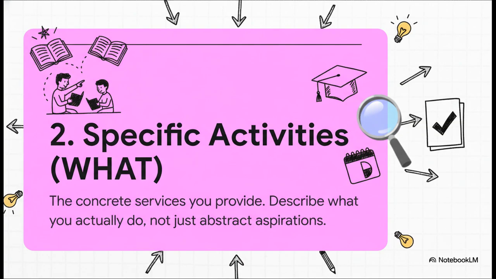Next up is the what. What do you physically do? This is not the time for big, dreamy goals like, we help youth succeed. Nope. This is where you describe your actions. For example, we provide one-on-one academic tutoring twice a week and we hold college application workshops once a quarter. That paints a really clear picture of what's happening on the ground.